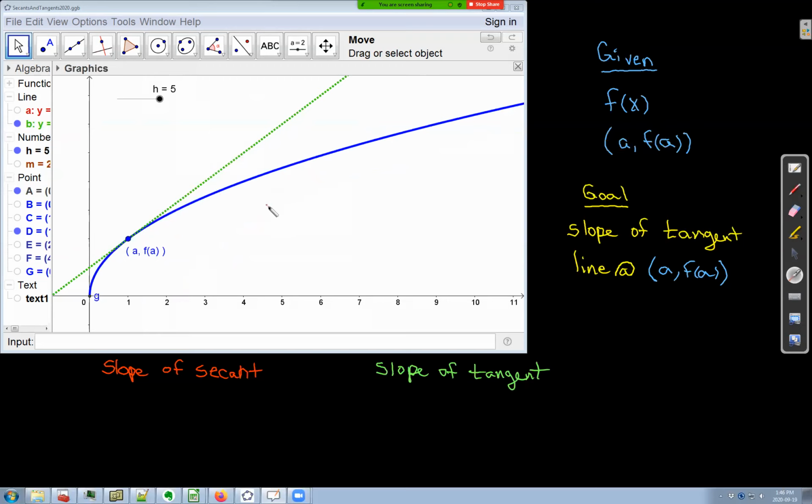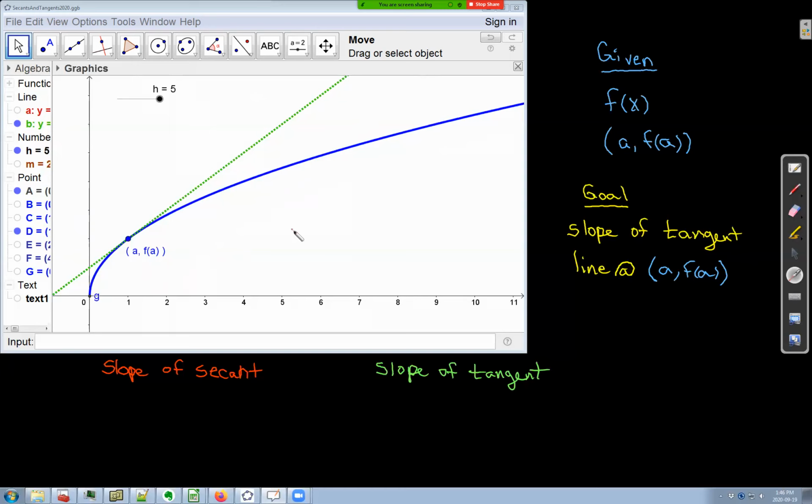So we've got a real problem here. I need to find the slope of this tangent line, but I only know a single point on the line. So how are you supposed to find the slope of a line if you only know one point? And the answer is you can't.